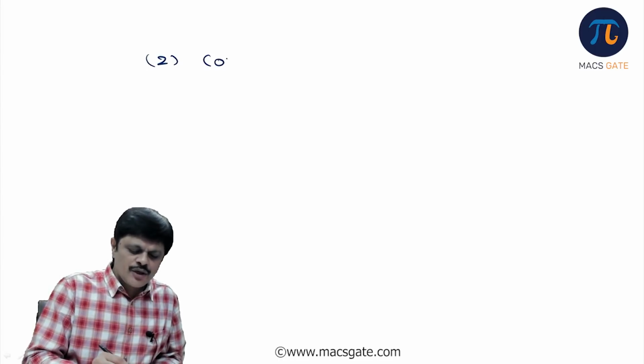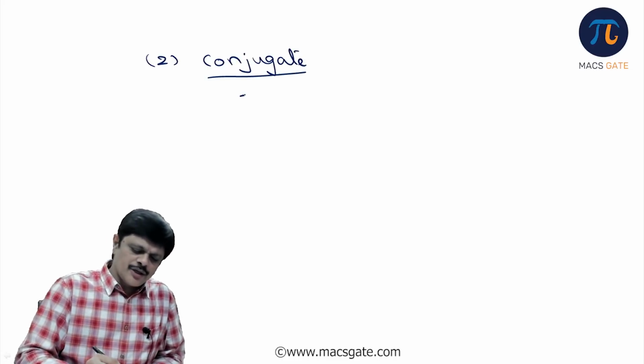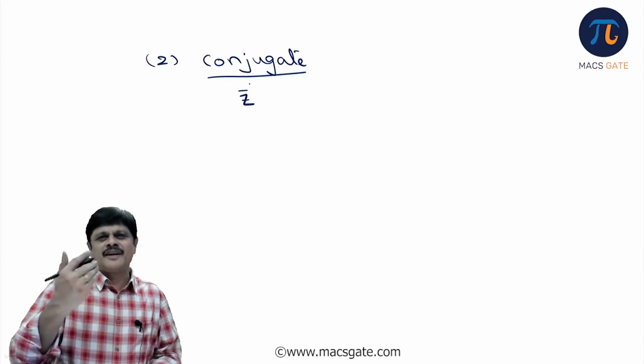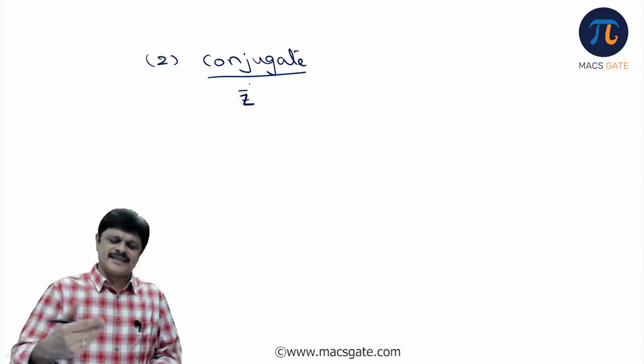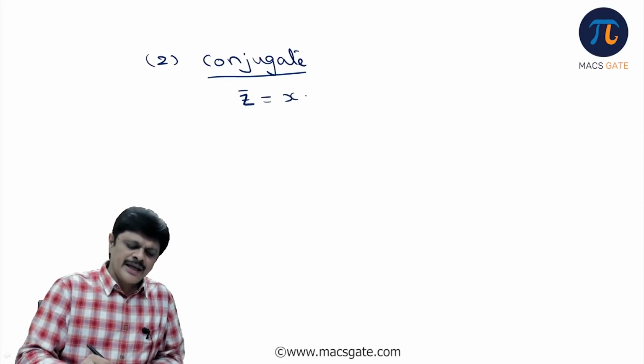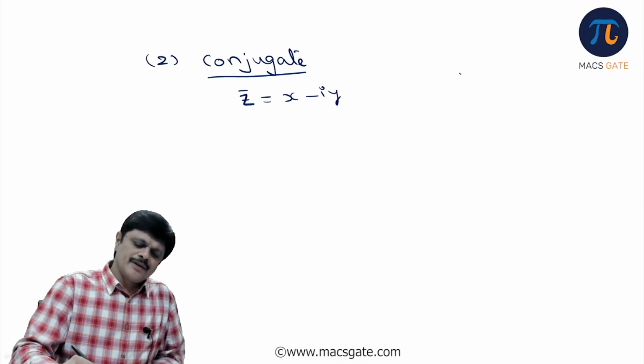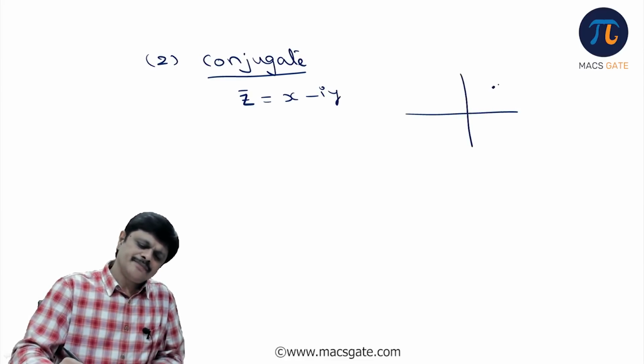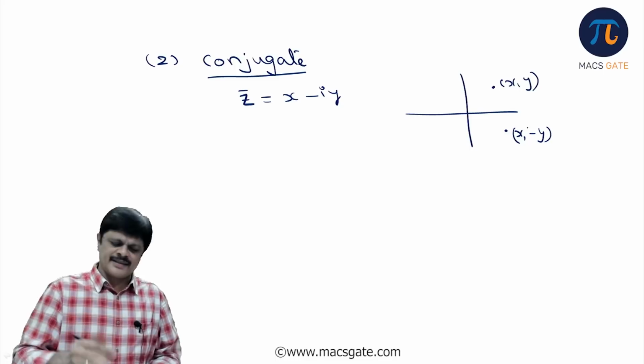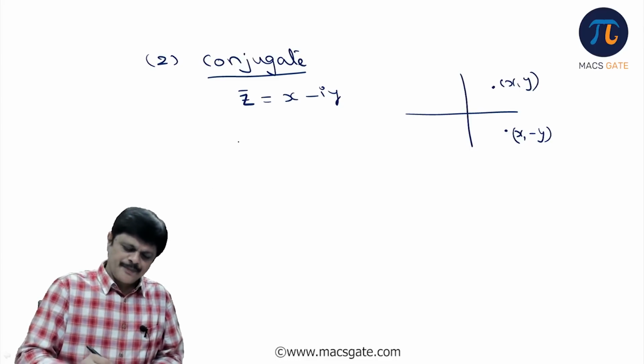Now what is the conjugate of a complex number? Conjugate is nothing but the reflection of the point about the x-axis. So z conjugate would be x minus iy. If this point is here, the reflection would be (x, -y), the reflection about the x-axis. So that is z conjugate.